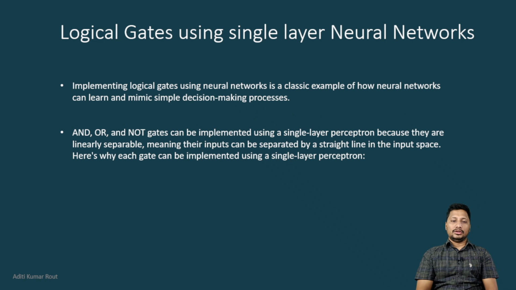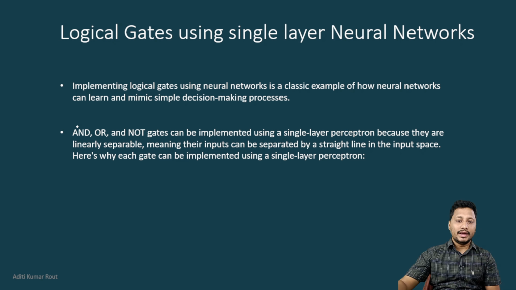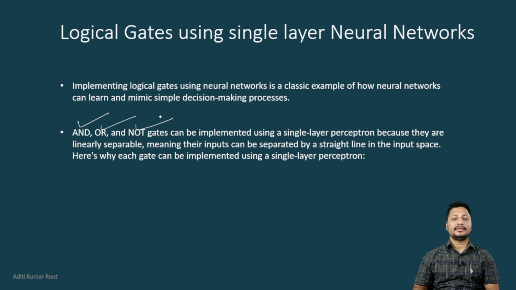Okay, so using a single layer neural network we can only implement three logical gates: AND gate, OR gate and NOT gate. Implementing these logical gates is a fundamental, classic example of putting an artificial neural network into action.